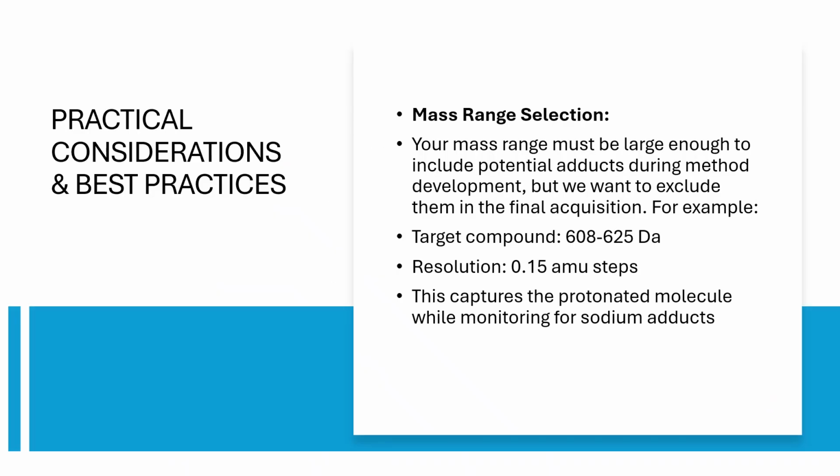So practical considerations and best practices while optimizing your compound would be that you have to select a wide mass range. That is, if the true mass of your molecule is somewhere about 610, then there is a chance of addition of sodium adducts as well. So you need a wide range between 608 to 625 so that you don't miss out if your molecule has added sodium adduct ions.